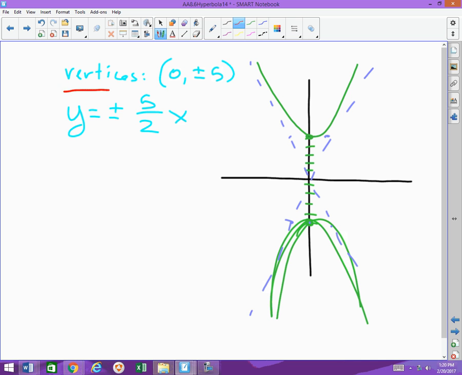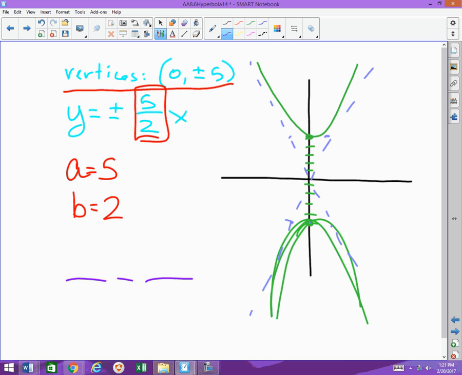So since the vertices are 0, 5, that means a has to be 5. And b, because this is 5 over 2, that means that has to be 2. Now, do we need the value of c? No. So if we're going to write our equation, we know it's an up and down hyperbola because the vertices were up and down from the axis. So that means it's y squared first and x squared second. And that would be 25. And that would be 4.